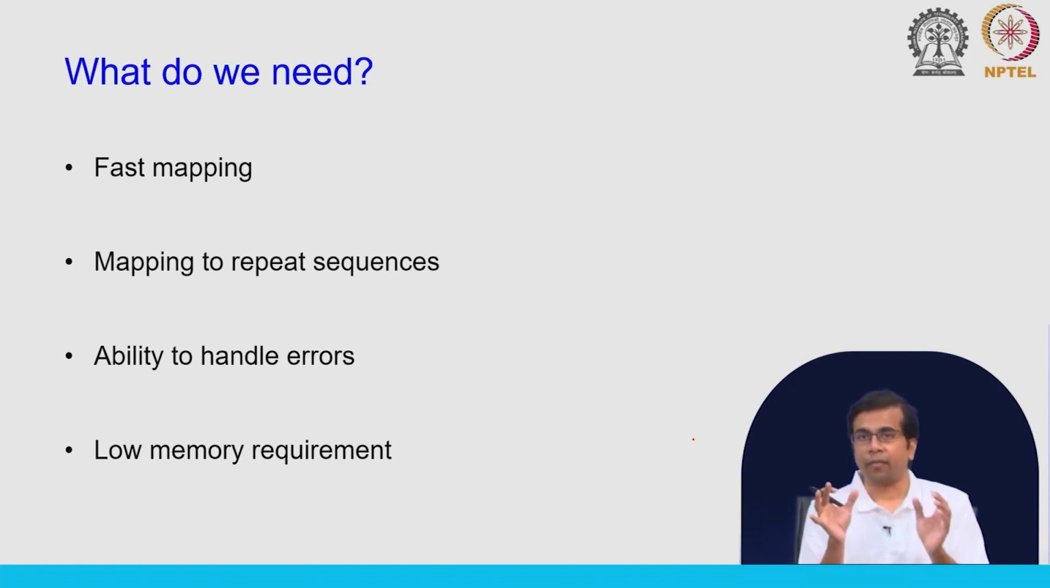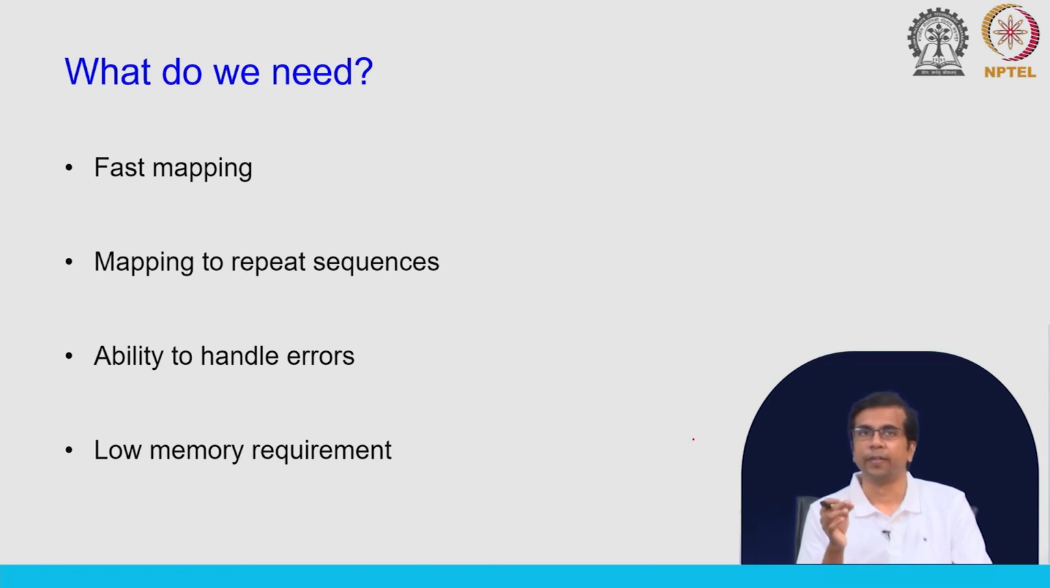So, after this discussion, what do we actually need? We need really fast mapping, which this tool does. Mapping to repeat sequences, it should be able to handle these multiple matches very well, where there is some problem with this method. Ability to handle errors, which this method does very well. Low memory requirement, and this is where this method would fail, because it requires a lot of memory or storage.